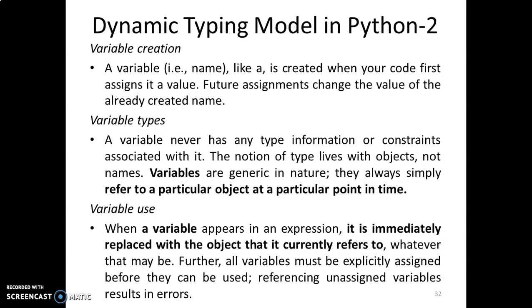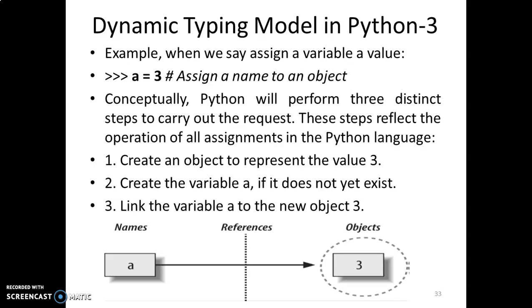Okay, and the variable use. When a variable appears in an expression, it is immediately replaced with the object that it currently refers to, whatever that value may be. Further, all variables must be explicitly assigned before they can be used. Okay, referencing unassigned variables results in errors.